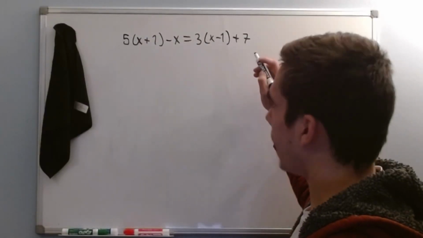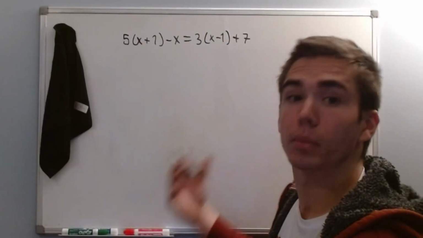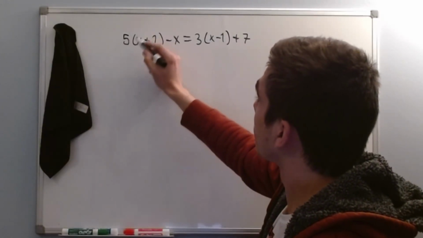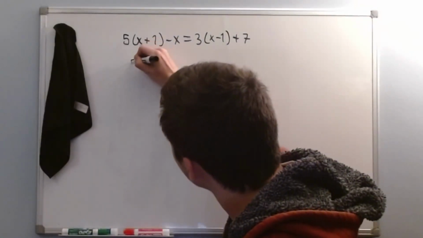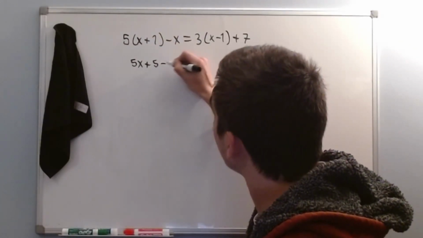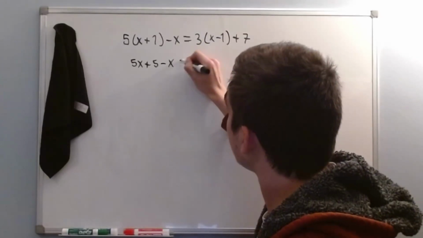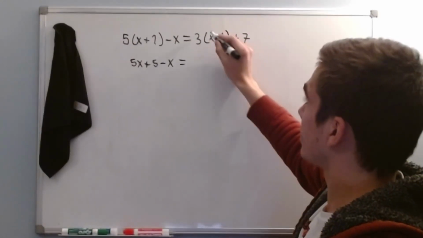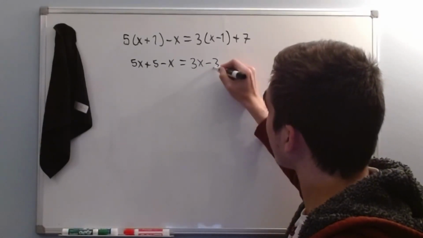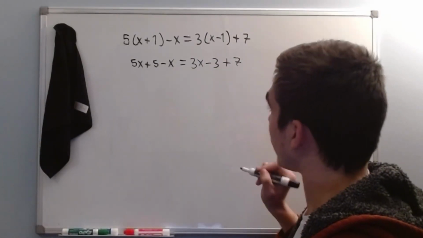So we're going to use PEMDAS to solve this. I hope you guys are familiar with this term by now. But we're going to do a 5 times x and 1. So 5x plus 5 minus x equals, now we do our 3 times this term and this term. So we're going to have a 3x minus 3 plus 7.